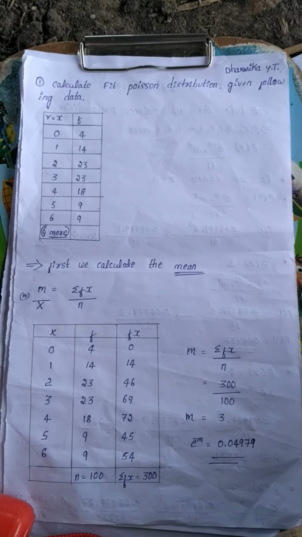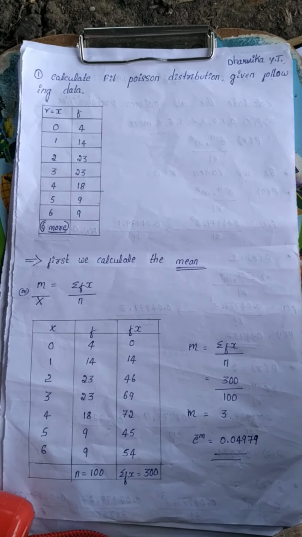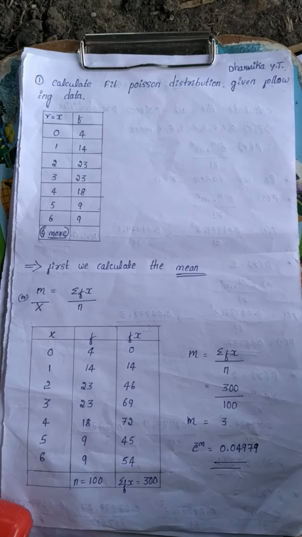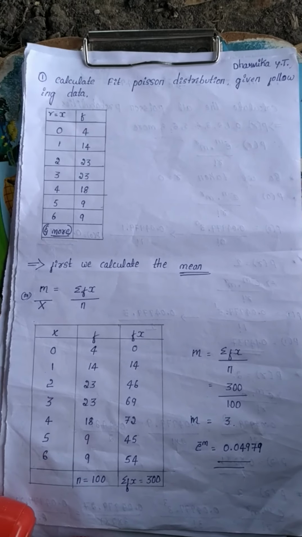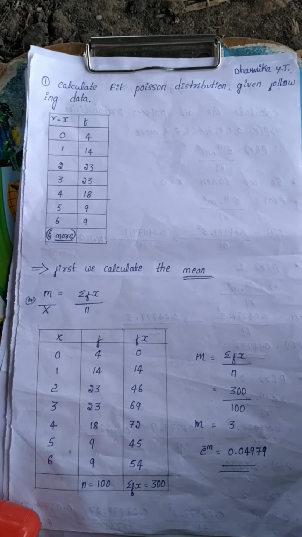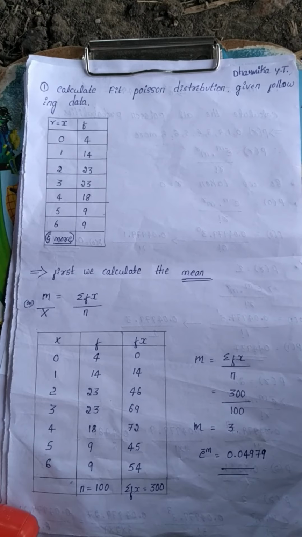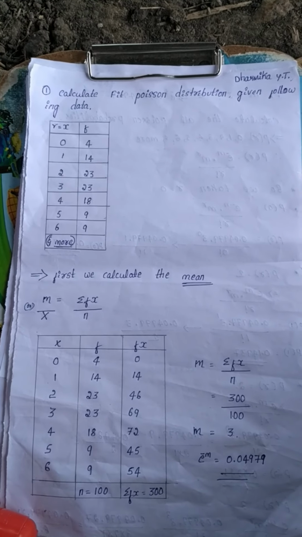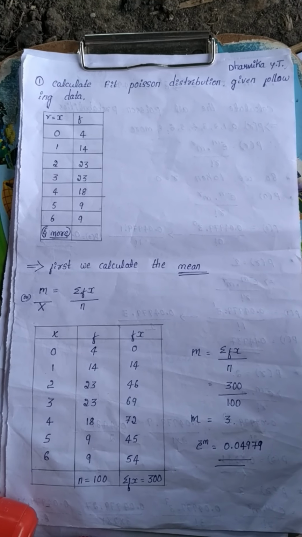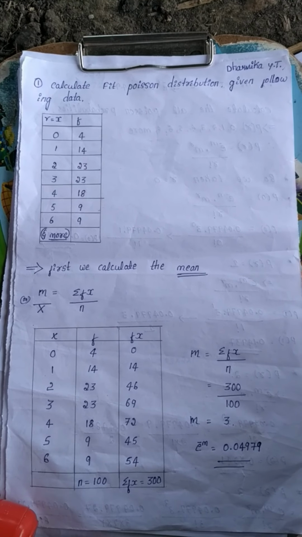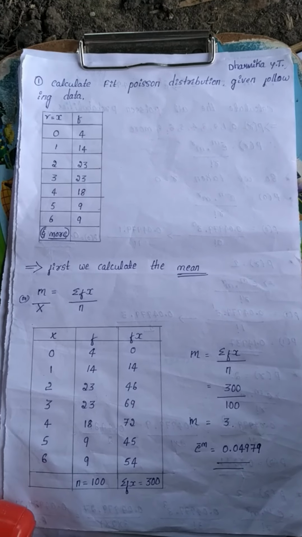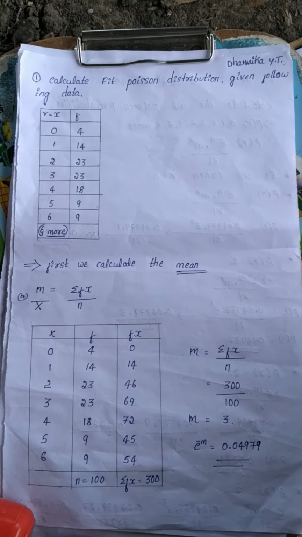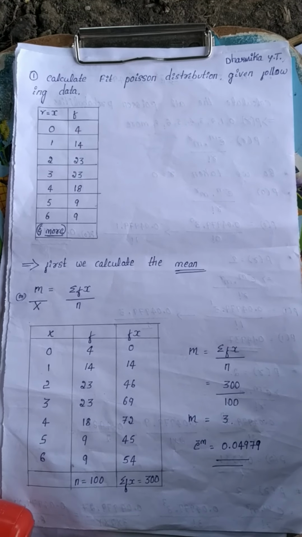Let us see. Calculate the fit Poisson distribution given the following data. X is used for the values 0, 1, 2, 3, 4, 5, 6 and more. This is open-ended. The frequencies F are 4, 14, 23, 23, 18, 9 and 9. So in this problem, first we can calculate the mean.